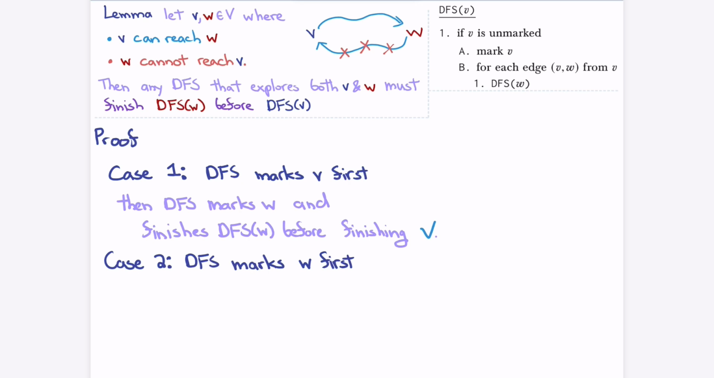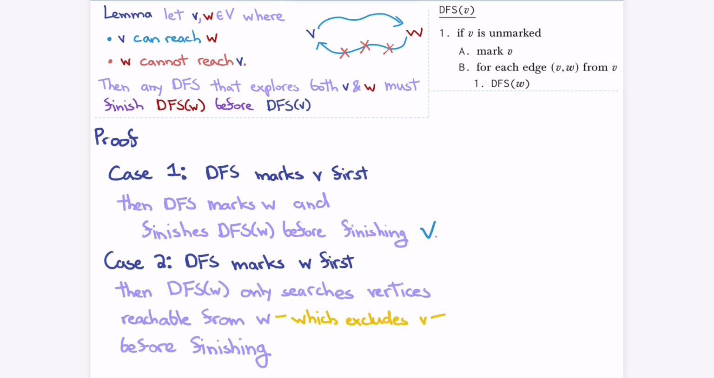In the second case, when it marks W first, the depth first search at W is only going to search those vertices that are reachable from W before finishing, and we're in this situation that it excludes V. Again, maybe this is not too surprising, or this was already intuitive to you, so this is just trying to articulate it and get it down.